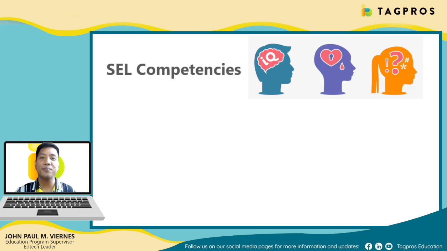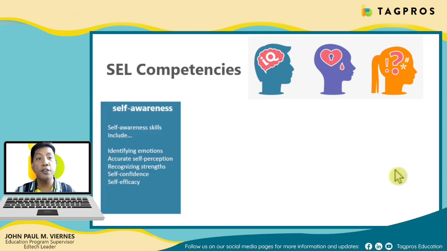Okay. Now, the effect of social and emotional learning involves coordinated classroom, school-wide, family, and community practices that help students develop the core competencies of social emotional learning. Now, let's proceed to these competencies. Let's go to the first one, which is self-awareness.